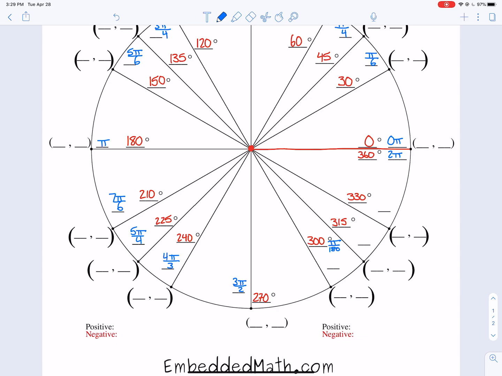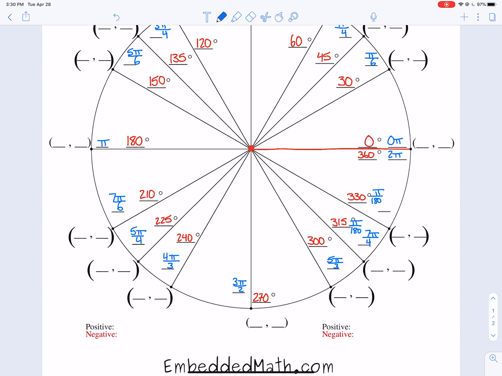Let's see. 300 divided by 180. So that would be 5 pi over 3. Those both divide by 60. That's what that was. All right, and then 315 times pi over 180. So 315 divided by 45 would be 7. So we have 7 pi over 4, and then 330 times pi over 180, let's see.